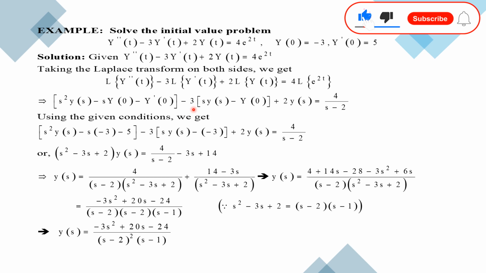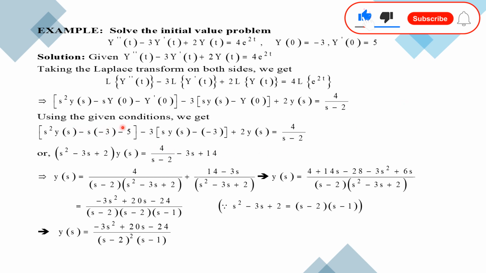Minus 3, here Laplace of y prime of t, where Laplace of y of t is denoted by Y of s, is s Y of s minus y at 0. So this is Laplace of the first derivative of t. Plus 2, here Laplace of y of t, which is denoted by Y of s. Here 4 Laplace of e power 2t is equal to 1 over s minus 2. By the formula, Laplace of e power at is equal to 1 over s minus a.